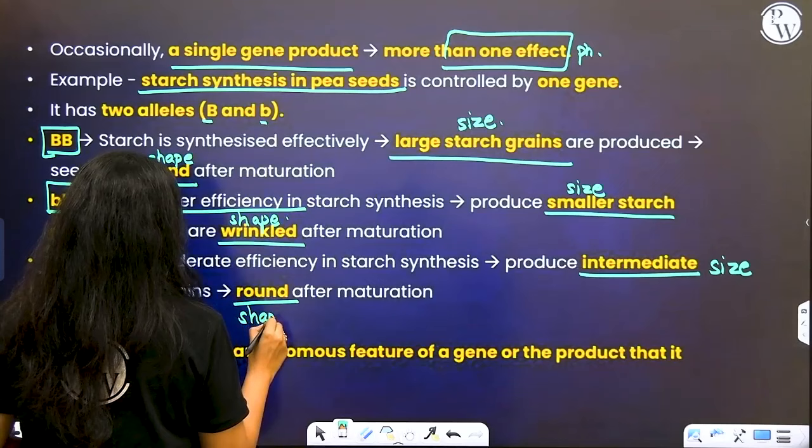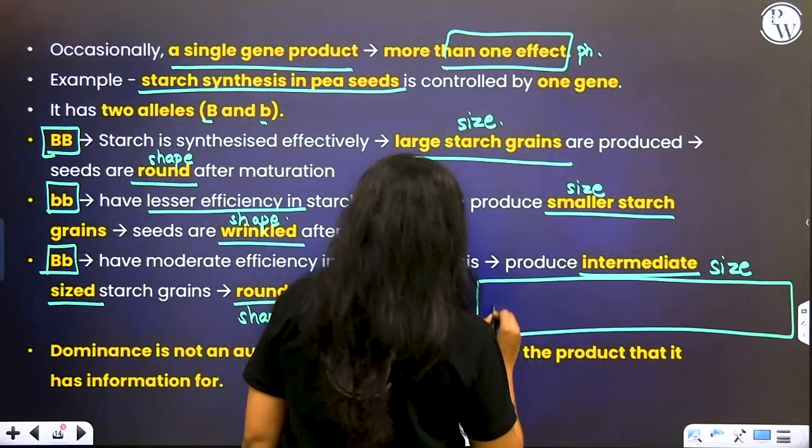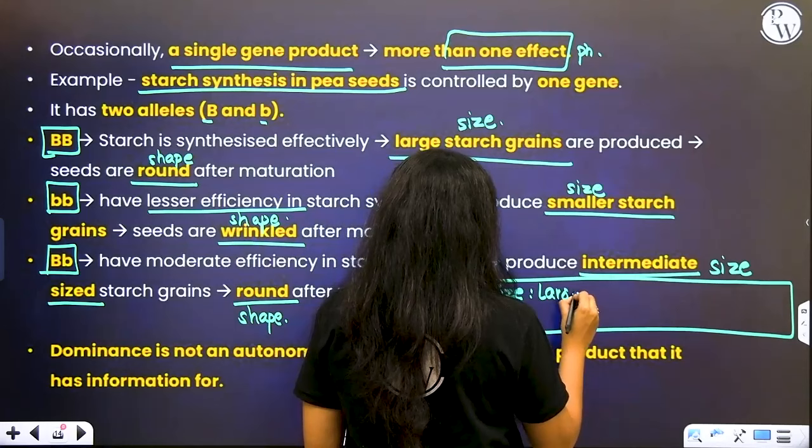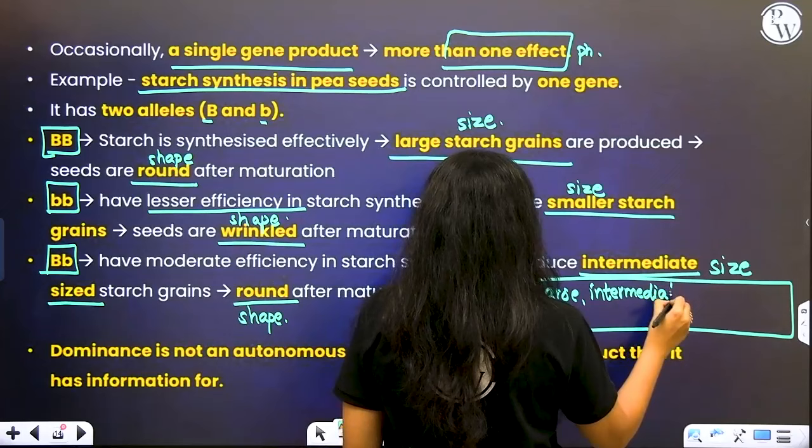Over here, if you consider the size, you have large, you have intermediate, and you have small.